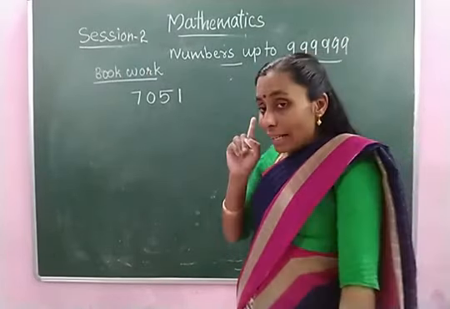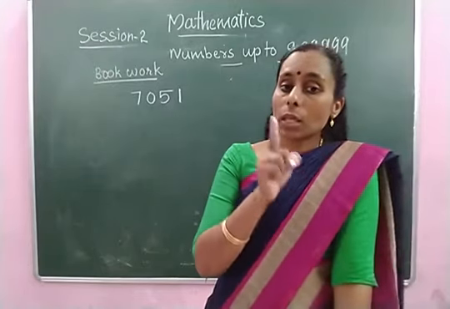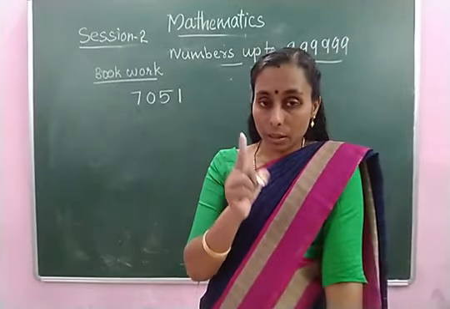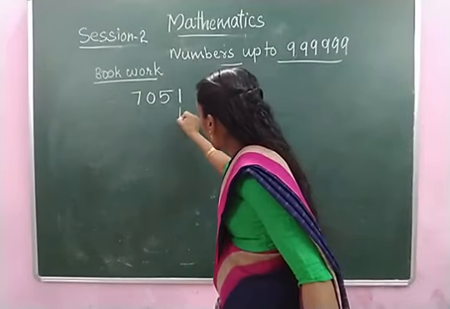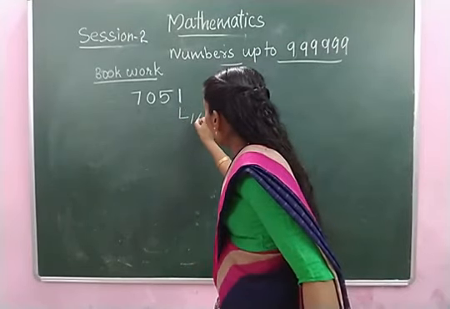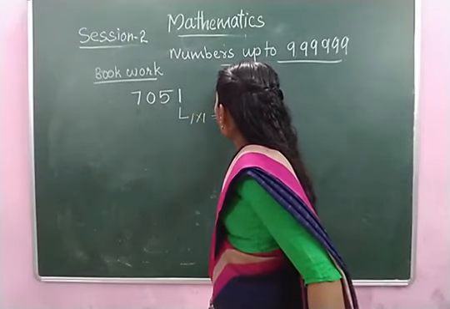Okay. To get the place value, we have to multiply the number with the place. What is the number here? 1. 1 multiplied by 1 is equal to 1. Place value of 1 is 1.